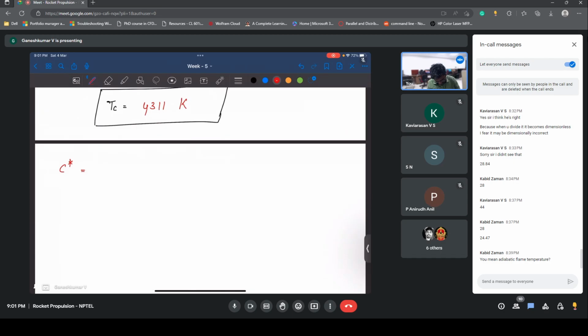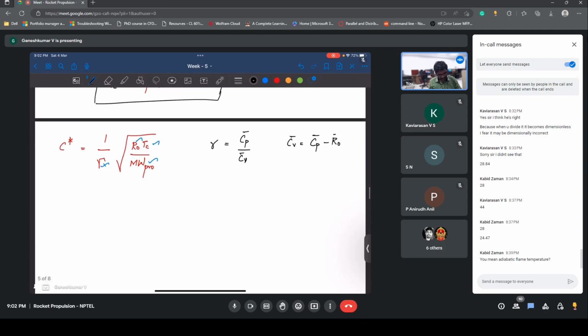What do we know about C star? C star is nothing but 1 by capital gamma times the square root of R naught Tc by the molecular weight of the product species, the product mixture. So we know this, we know this, we know this. R naught is the universal gas constant, but we don't know gamma. Capital gamma is a function of small gamma. Small gamma is nothing but Cp by Cv, and Cv is nothing but Cp minus R naught. All these are on a molar basis.